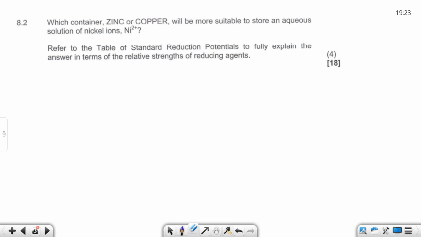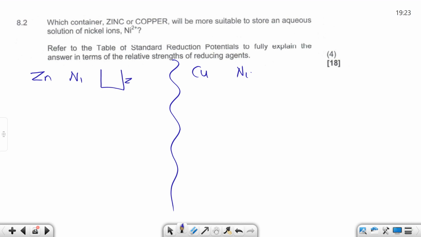Let's compare the two. We are looking at zinc and nickel, and we are also looking at copper. And remember what they said? They said a zinc container or a copper container. Automatically we know a container must be solid. Can we go check our table? Which one will be oxidized? Which one would be reduced?